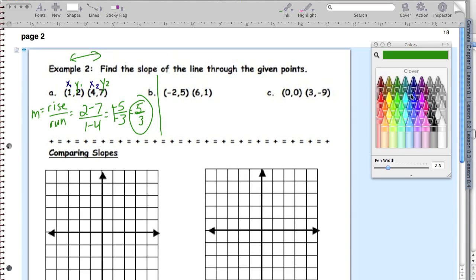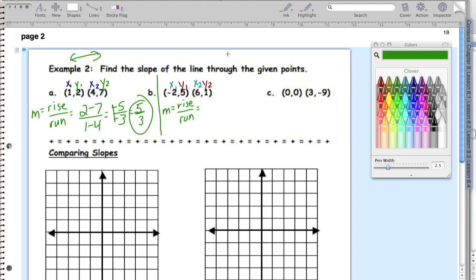All right, let's try letter B. Go ahead, label your x's, x1, x2, and then y1, y2. So this is our first ordered pair, that's why these have 1s. It's our second ordered pair, that's why those are little 2s. All right, slope is rise over run.